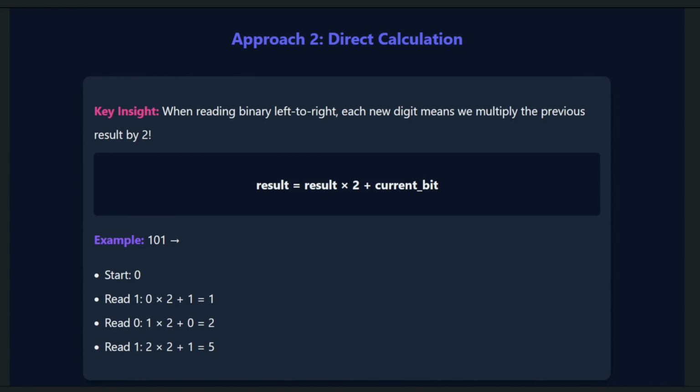Look at how clean this implementation is. In both Java and Python, we simply maintain a decimal variable that starts at 0. For each node we visit, we multiply our current result by 2 and add the node's value. This single line, decimal = decimal * 2 + current.val, does all the heavy lifting.